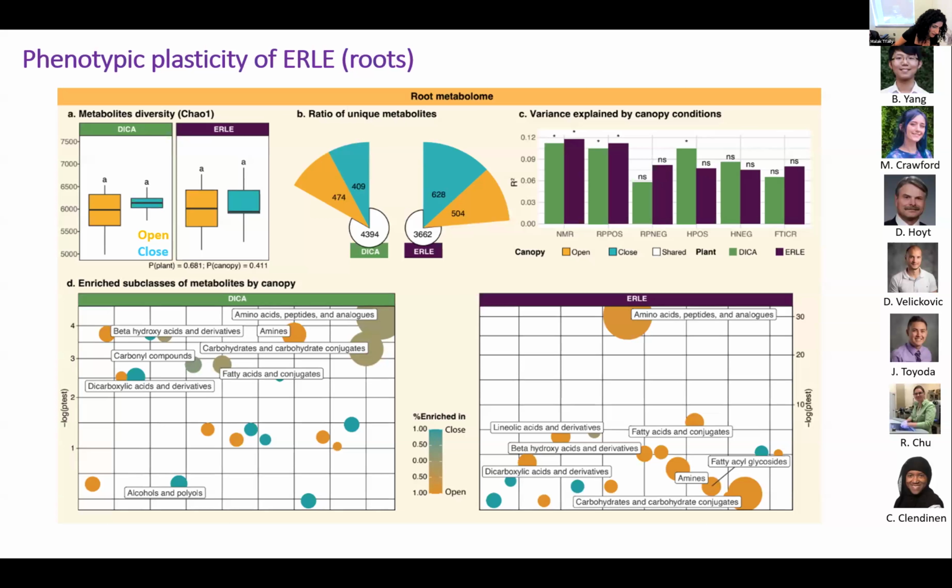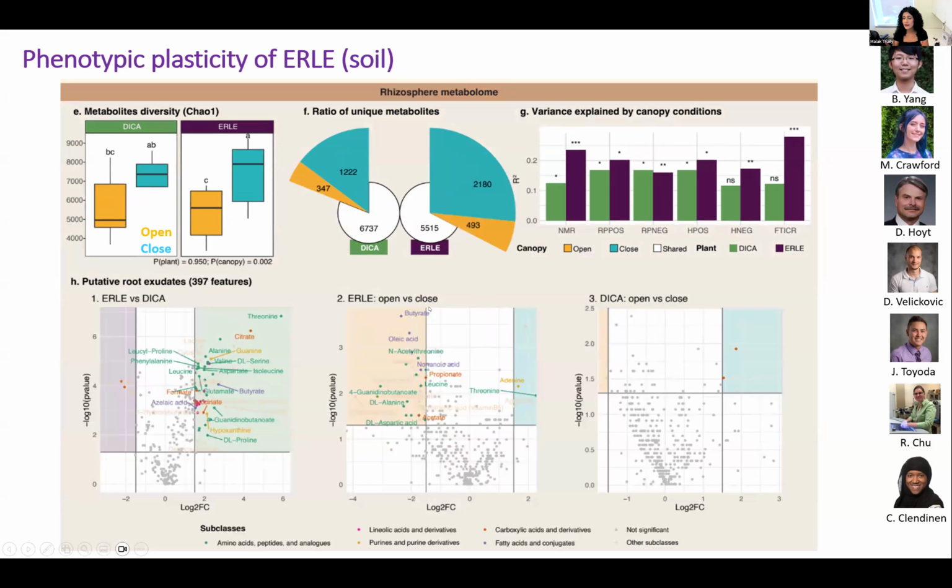Okay, sounds good. So overall, what I'm trying to show here is that when we look at both plant species, we see a much larger amount of metabolites shared in the native species compared to the invasive species, suggesting that invasive species actually change what they're doing depending on whether they are grown under open or closed areas. This is with the root metabolome. And then quickly here, we're seeing the same thing in the rhizosphere.